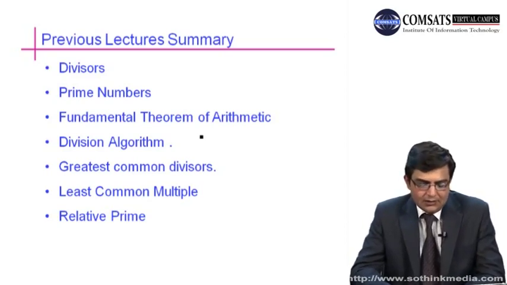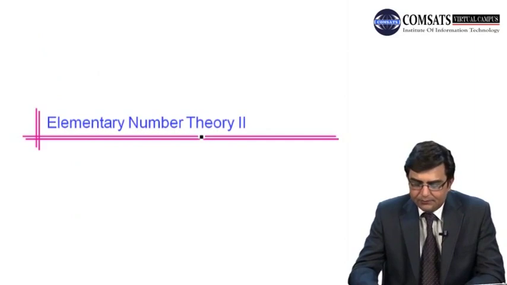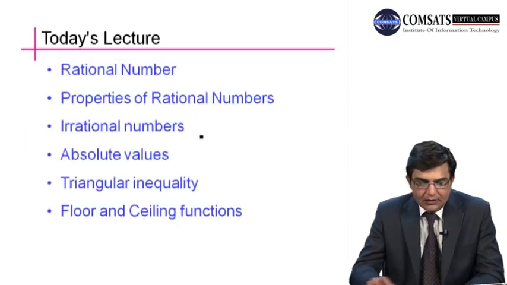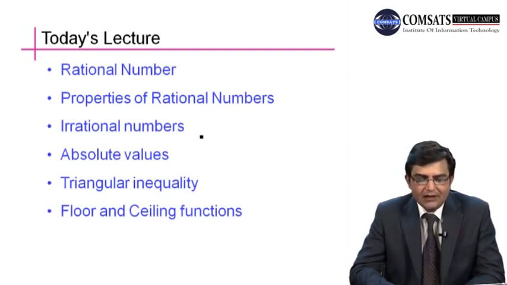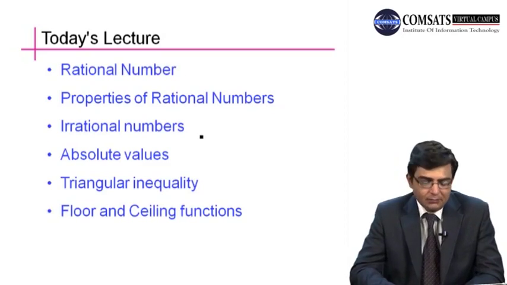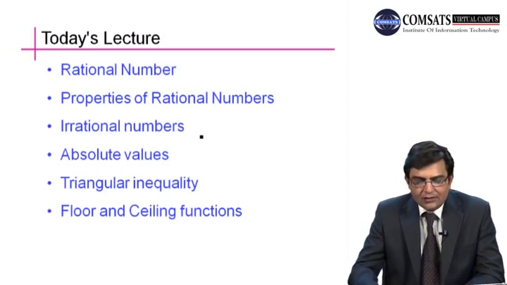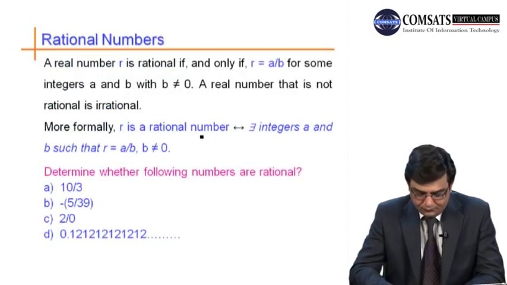Actually, such numbers are called relatively prime. So today we are discussing what a rational number is and its properties, what an irrational number is, and what the absolute value of a number is. We'll prove the triangular inequality for any two numbers, and we will discuss floor and ceiling functions. So what is a rational number?